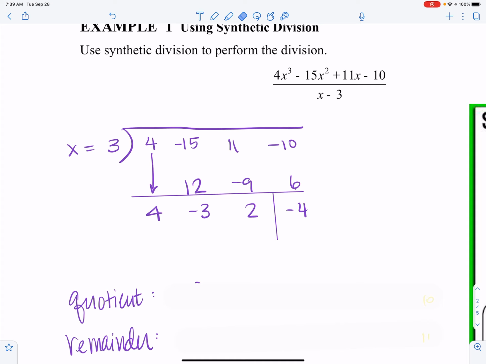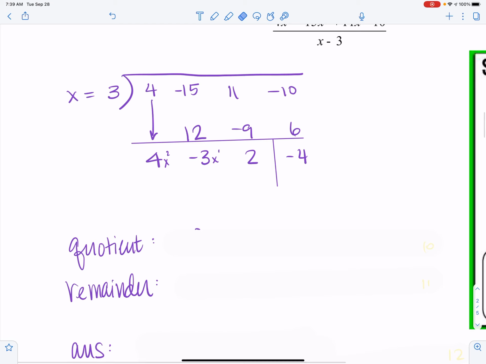Now, this doesn't look a whole lot like division, but what you want to understand is that this number back here, this is going to be our remainder. These numbers up here are going to lead us to the quotient. And the way that I get the quotient is that the first number before the bar is going to be my constant. This is going to be my x to the first. This is going to be my x squared. And any terms before that are going to keep on walking their way up. So x cubed, x to the fourth, etc., etc. So my quotient here is going to be 4x squared minus 3x plus 2. My remainder is going to be a negative 4.